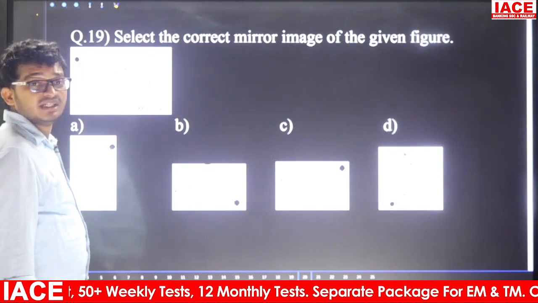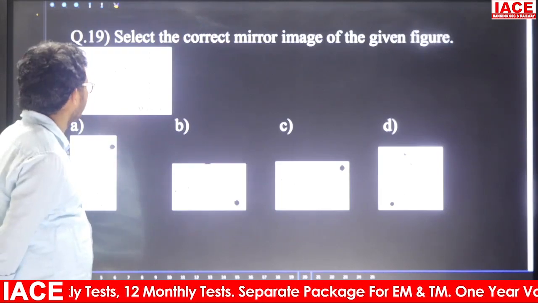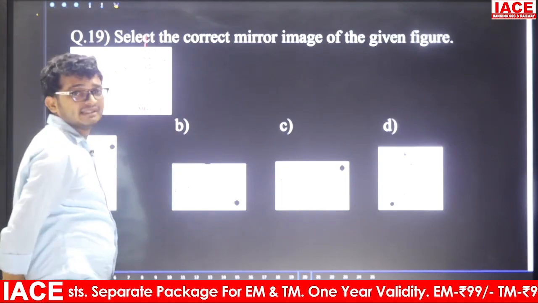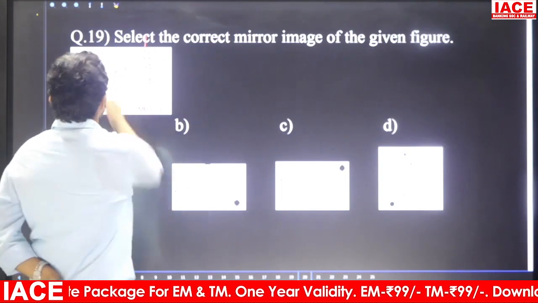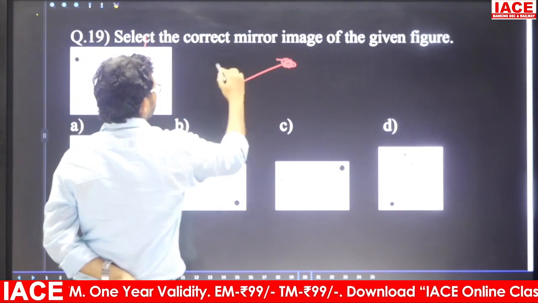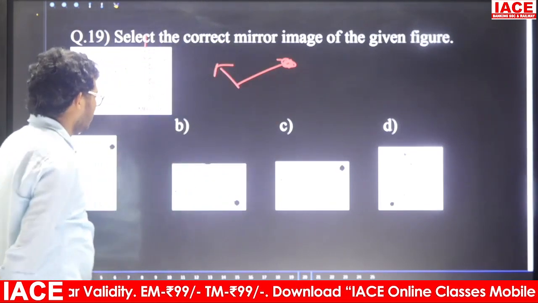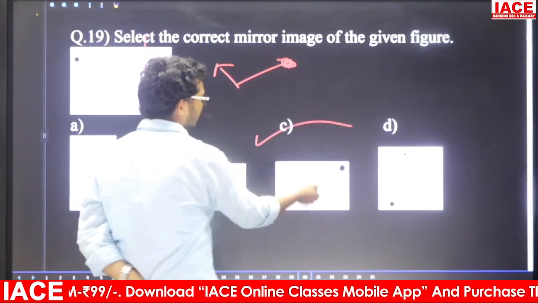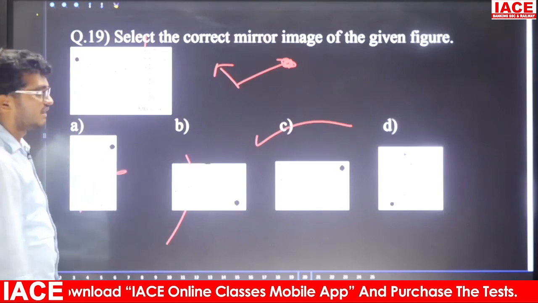Question number 19. Select the correct mirror image of the given figure. Friends, here they kept the mirror on the right side. Remember, if it is a mirror image, left is right and right is left. It is like this, meaning the mirror image should be like this, and this dot should be on the right side, arrow should be on the left side. Which of the following options is there? Here top and bottom they gave, here also no chance. Then answer is what? Option C. Question number 19, answer is Option C.